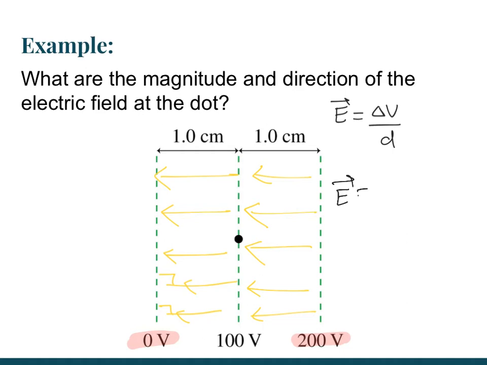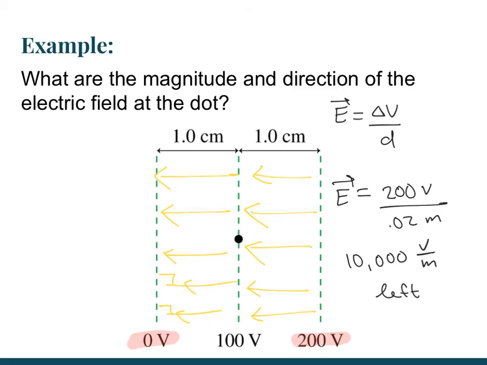So we've got our change in potential here goes from 200 to 0 or 0 to 200, whichever. Really, the sign doesn't matter here because we're going to choose direction qualitatively. So we'll do 200 minus 0 is 200 volts divided by the distance between those 2 lines, which is 2 centimeters, so 0.02 meters. 200 divided by 0.02 is 10,000, I believe. And that's volts per meter.